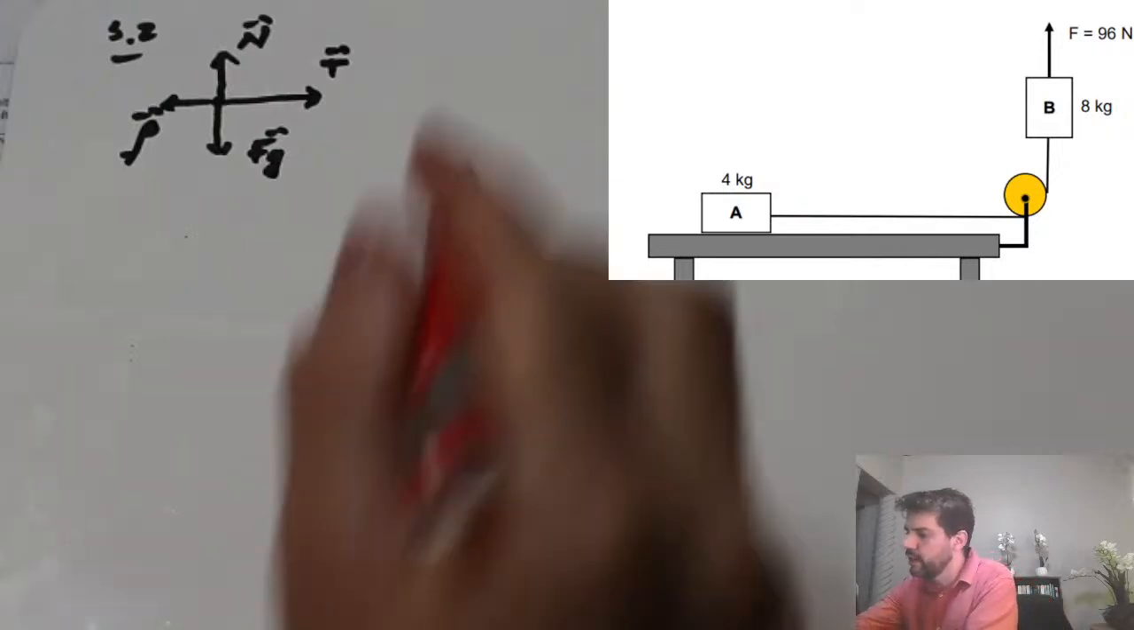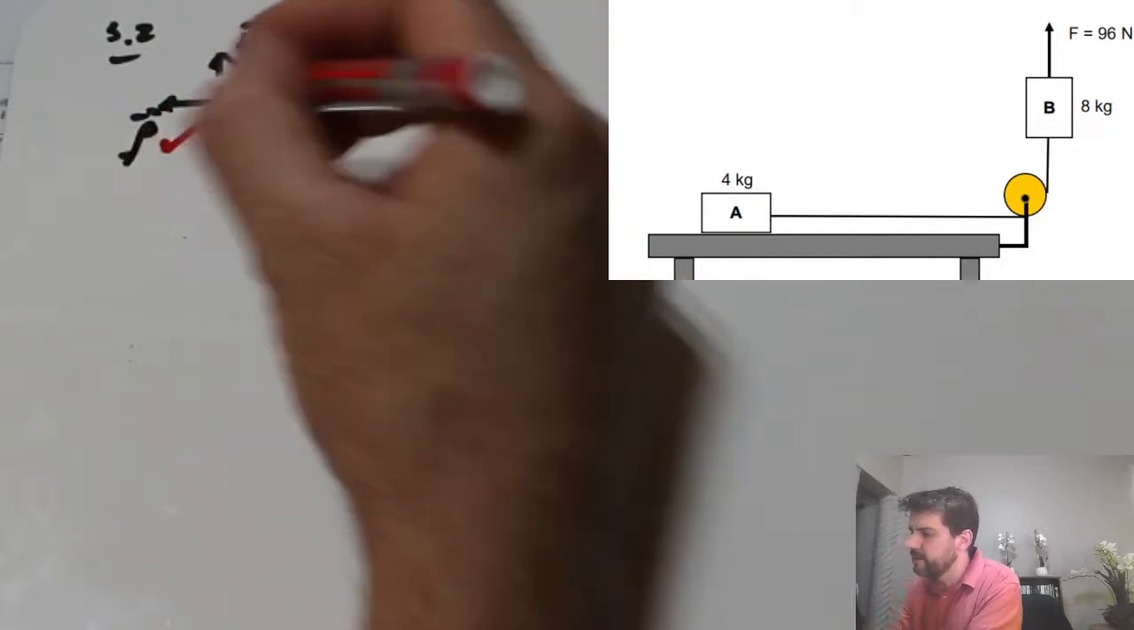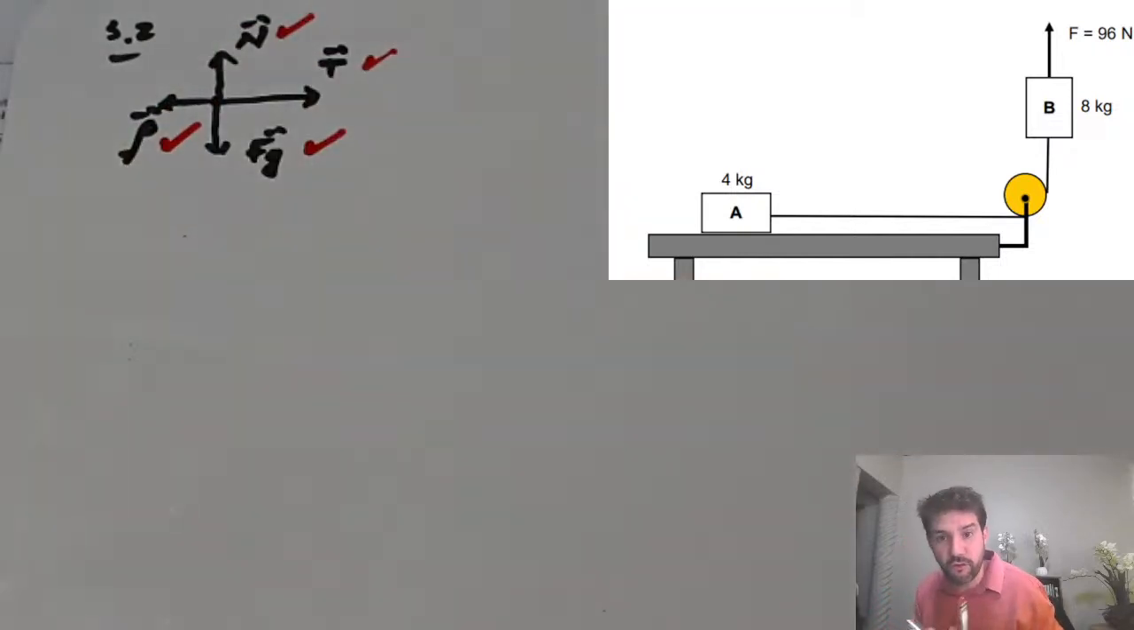All right, you will get 1 mark per force. If there are 4 marks, it means there must be 4 forces.